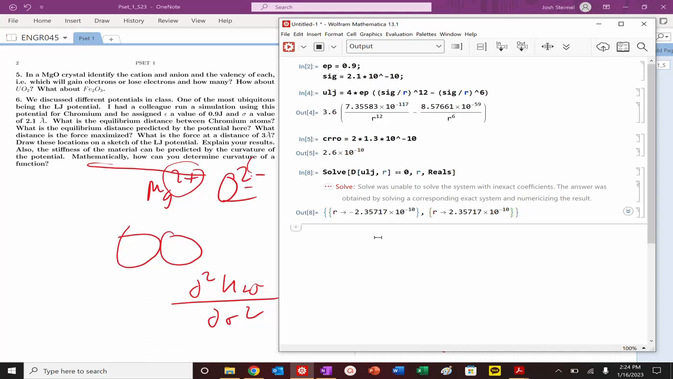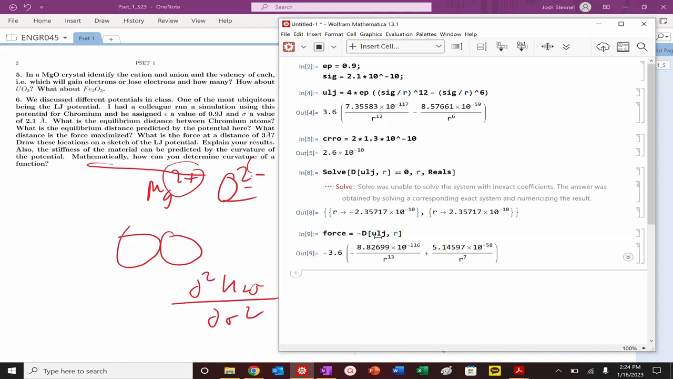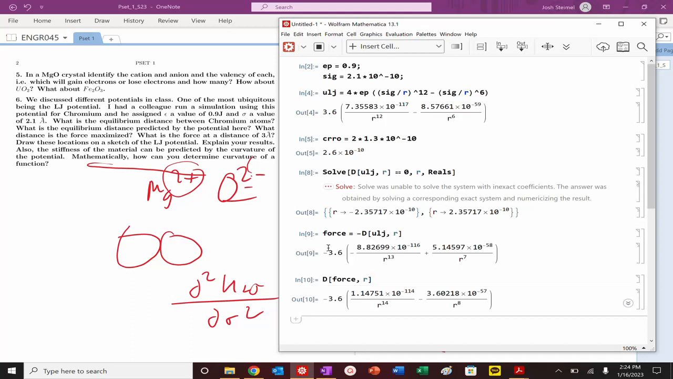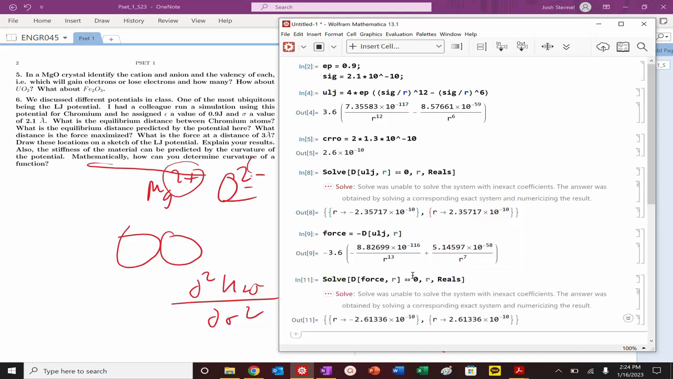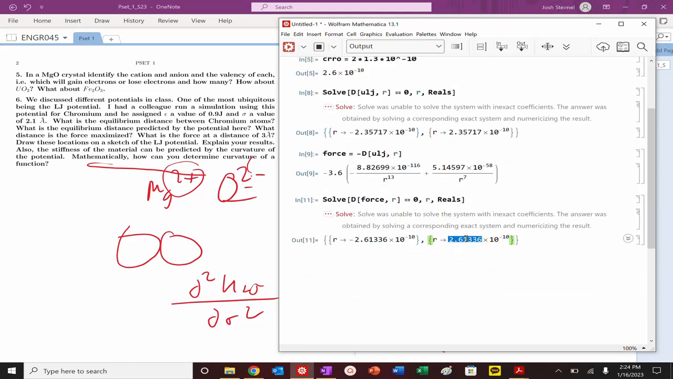What is the equilibrium distance? Got it. At what distance is the force a maximum? So we know that the force is equal to minus the derivative of ULJ with respect to R. So I also need to find when the derivative of force with respect to R is equal to 0. And it should be at a larger distance. R reals. And that seems to compute, so fantastic.